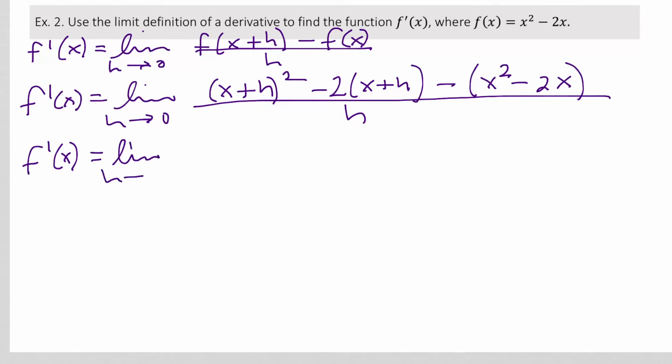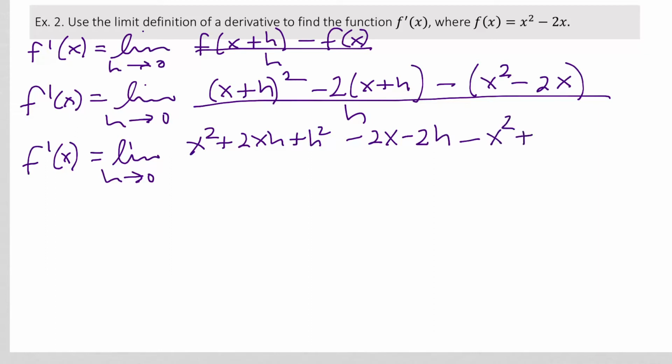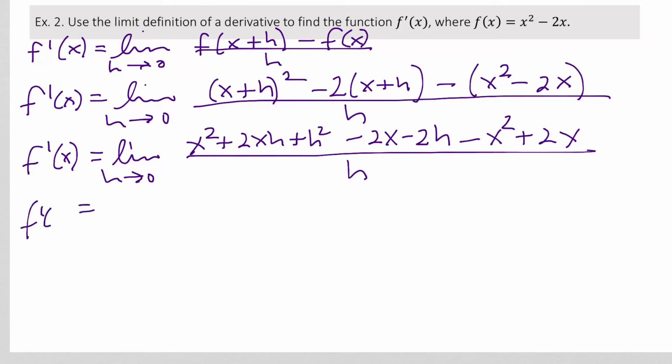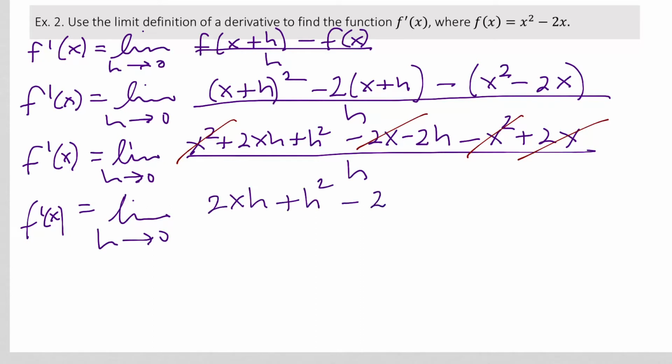All right, so let's simplify this a little. Limit as h approaches 0. So we're going to expand this. Distribute the 2. Distribute the negative, all over h. See what else cancels. So let's look and see what cancels here. Cancel here and here. Cancel here and here. And then we've got the h, which will cancel now, so we'll go ahead and write that out: 2xh plus h squared minus 2h over h.